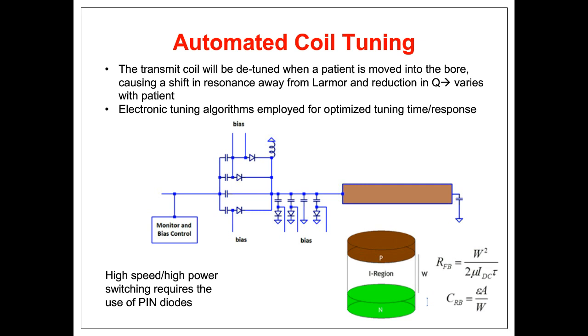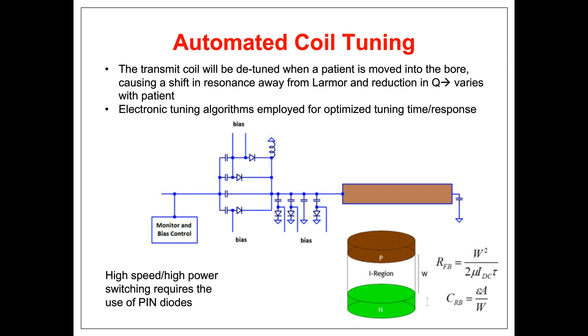This is just one example that shows an array of switches denoted by the diodes here, switching in various capacitor combinations to tune, in this case, one of the TEM rungs. Remember, though, that those TEM rungs are handling a couple kilowatts of power, and so you want to do this quickly. So those switches have to be high speed. They also have to be high power. And practically the only device that can really handle both of those sometimes competing elements are PIN diodes.